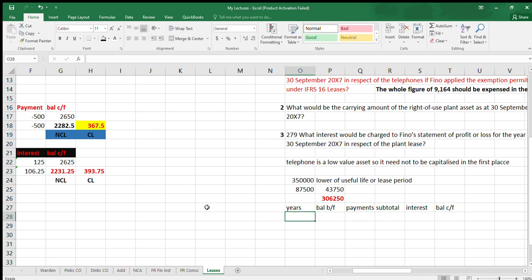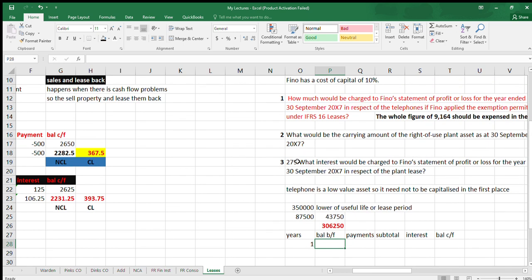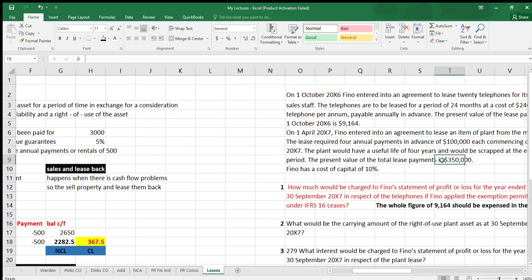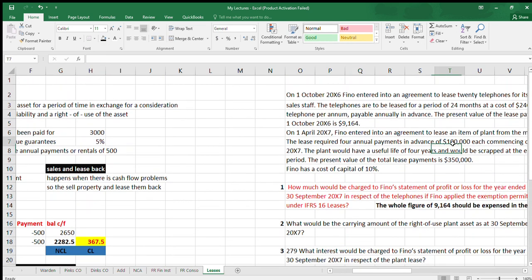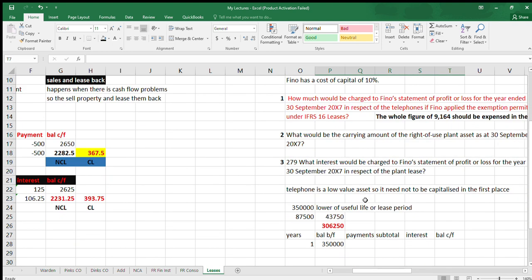So year one, the balance brought forward figure is the present value of the total lease payment, 350,000. Payment is in advance for annual payment. It's a constant $100,000. So you subtract 100,000. So you do your math. So the subtotal, now the interest, they say that the interest is 10%. So this is multiplied by 10%.